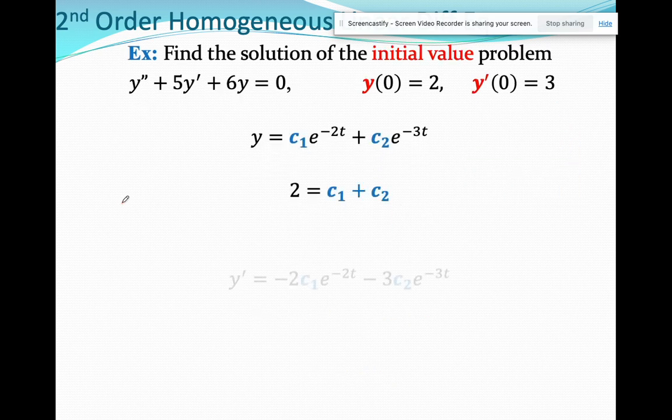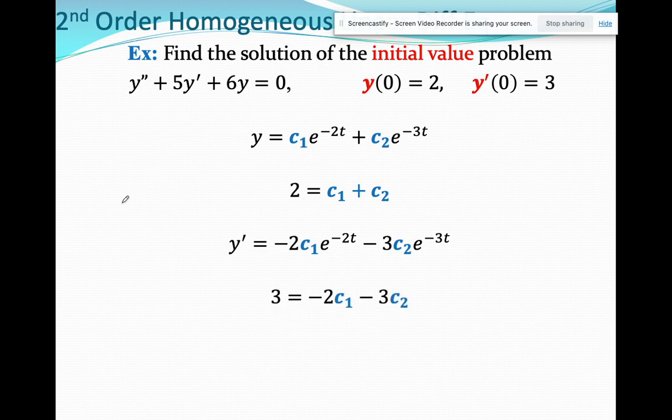Okay. Then I took the first derivative. Yep, there I did. That's what I got. Then I solved the system, and that's what I got. And I led with the positive. I feel so good about myself again. All right.